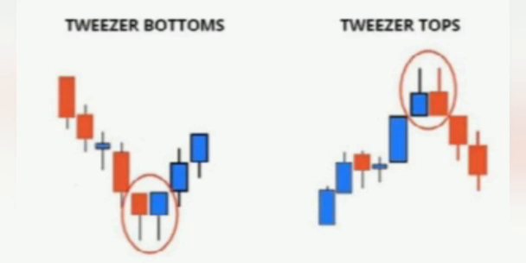The shape of the candlesticks will be almost identical. Their shadows should be of equal length. Their bodies should also have the same volume. The difference stands only in that tweezer tops will have the same highs whilst the bottoms will have the same lows.